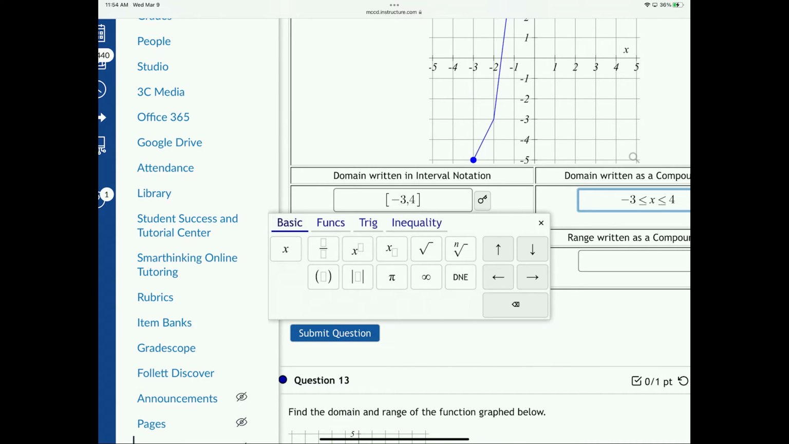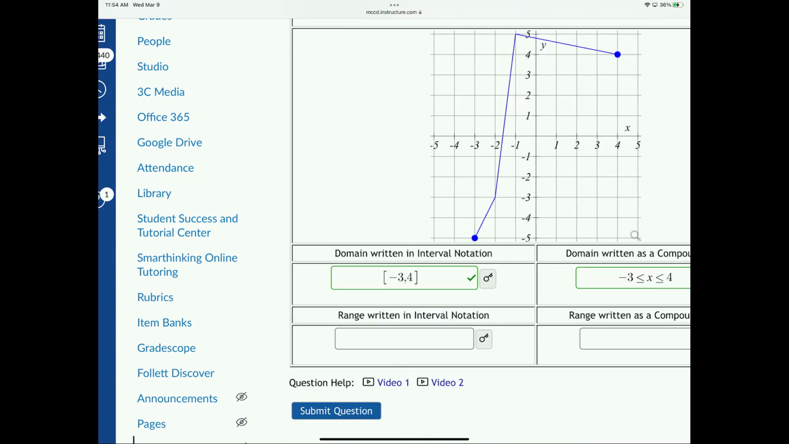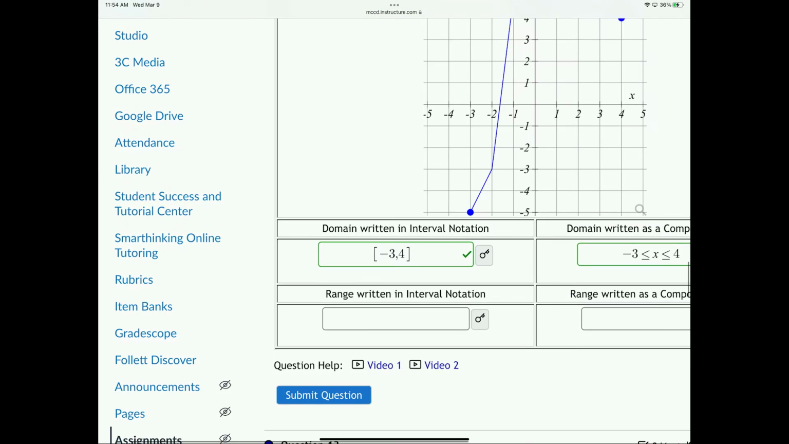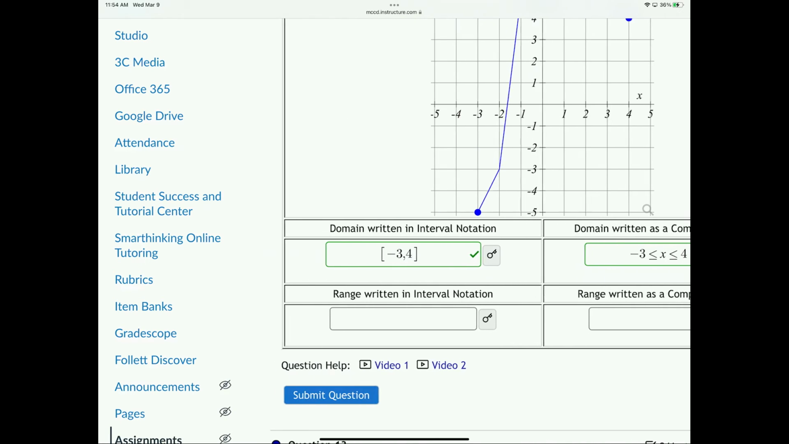Submit. And I know I only did half of it, but submit. And you see those are both right. Now, the problem is that you might have to look at the video to see how to write this.